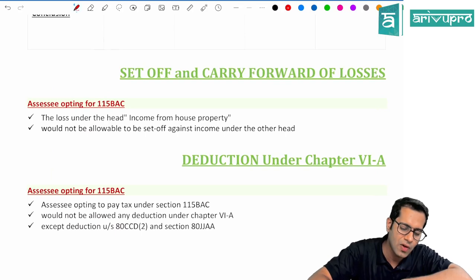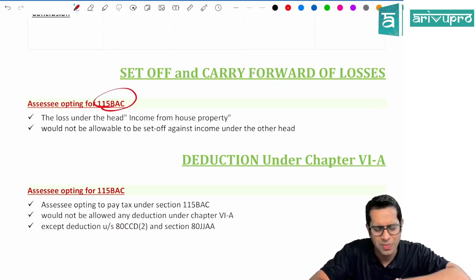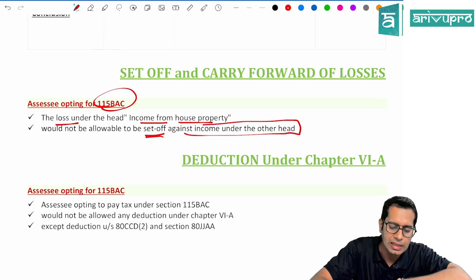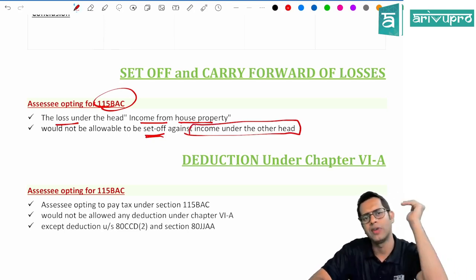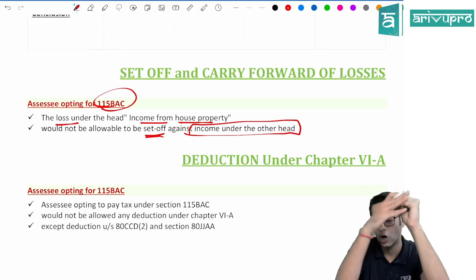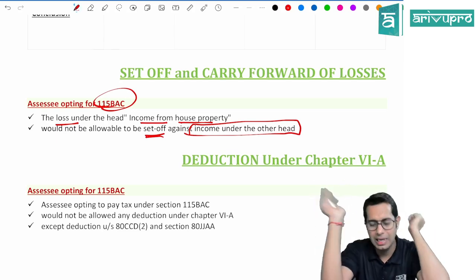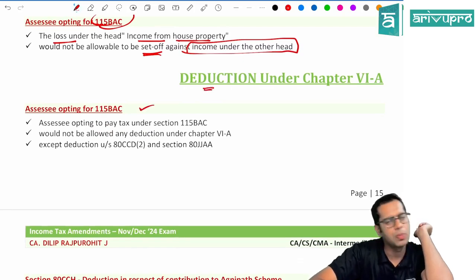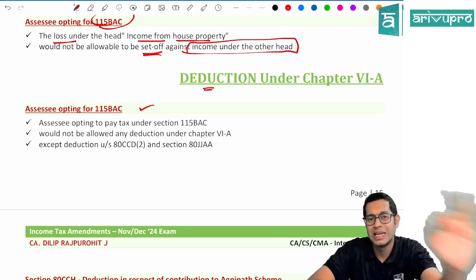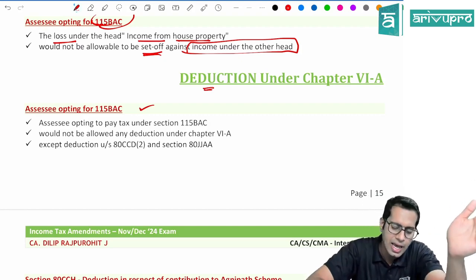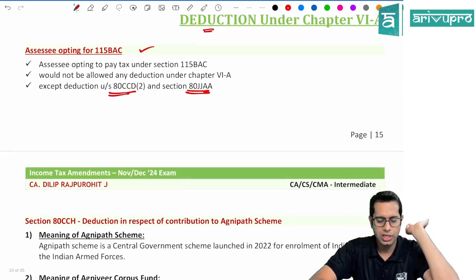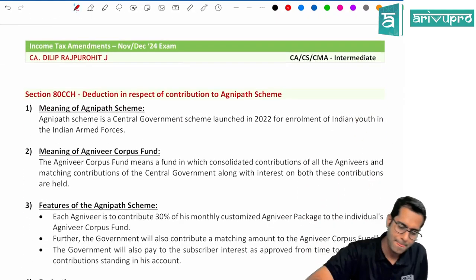Now set off and carry forward. If a person is opting for 115BAC, this is already discussed by me. The loss under the head income from house property cannot be set off with any income. If you have a house property loss, that loss cannot be adjusted with income under any of the heads. Then deductions under Chapter 6A. If a person is opting for 115BAC, he will not get any deduction under Chapter 6A, already discussed, except the deduction under section 80CCD(2) and except the deduction under section 80JJAA.